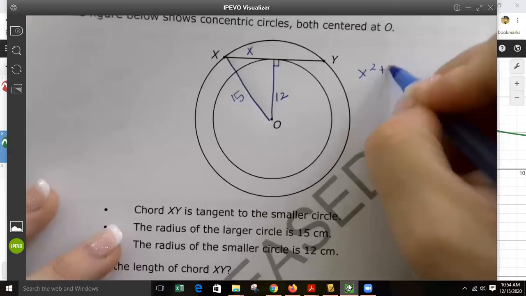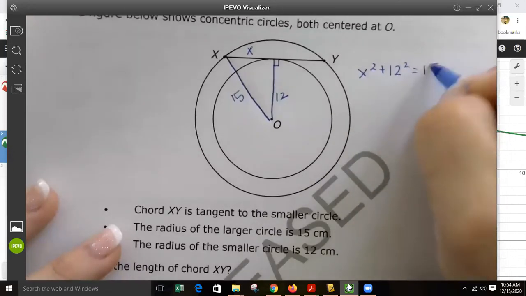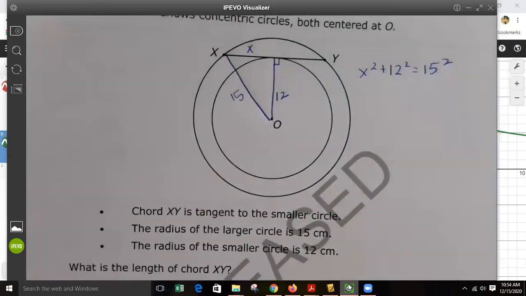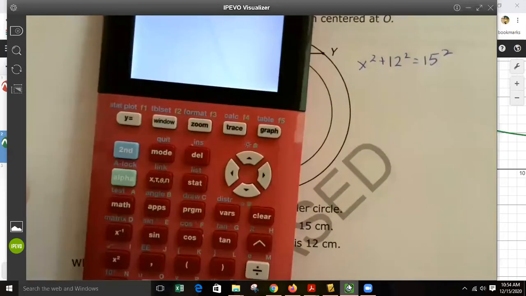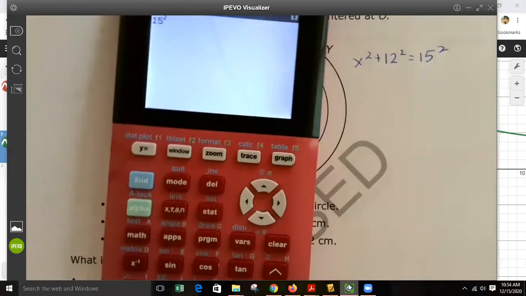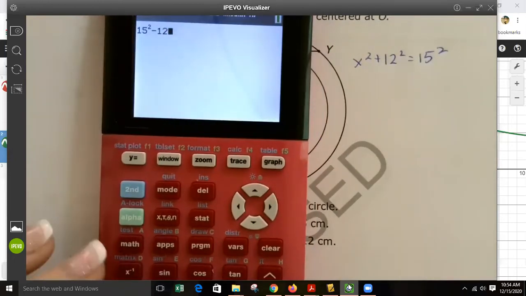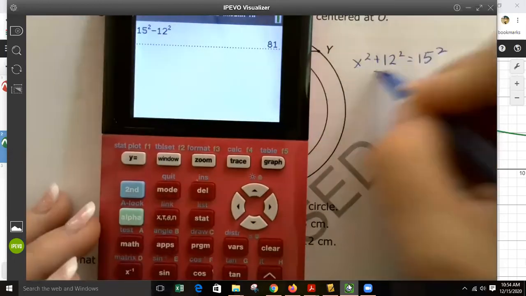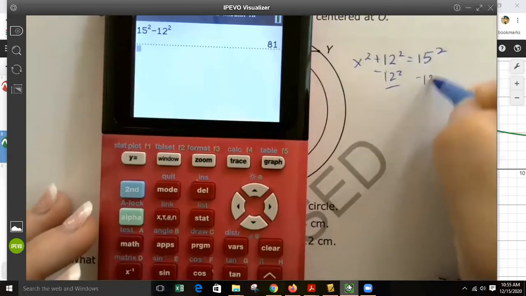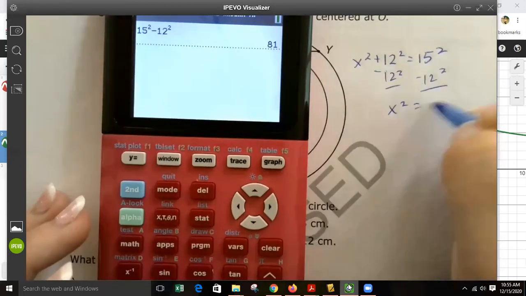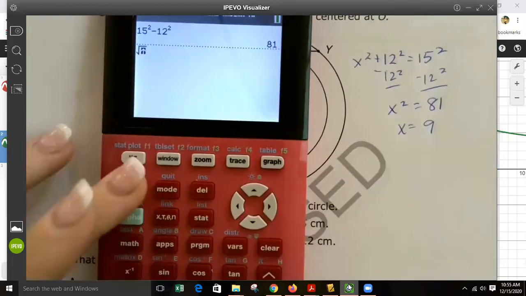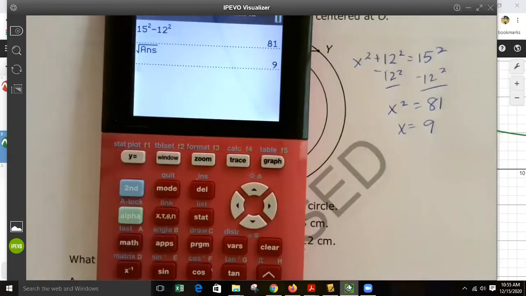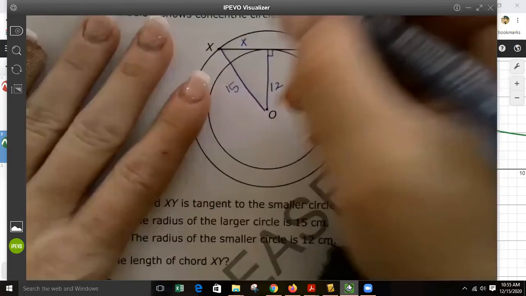So how do we do this? X squared plus 12 squared equals 15 squared. In my calculator, because I'm lazy, I'm not even going to do the work. 15 squared minus 12 squared. Don't try to do that in your head. Just do it in your calculator. We get 81. So then X is 9. If you have to take the square root yourself, then do that. So that means this is 9.